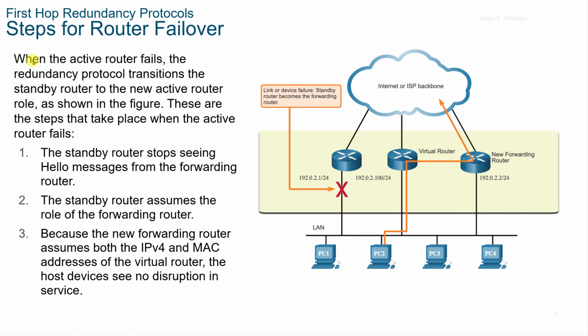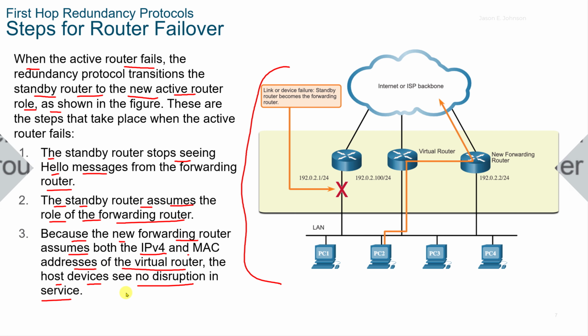So the steps for a router failover: when the active router fails, the redundancy protocol transitions the standby router to the new active router role, as shown in the figure on the right here. These are the steps that take place. There are 3 of them. The standby router stops seeing hello messages from the forwarding router. The standby router then assumes the role of the forwarding router. And then because the new forwarding router assumes the IPv4 and MAC addresses of the virtual router, the host devices see no disruption in the service.